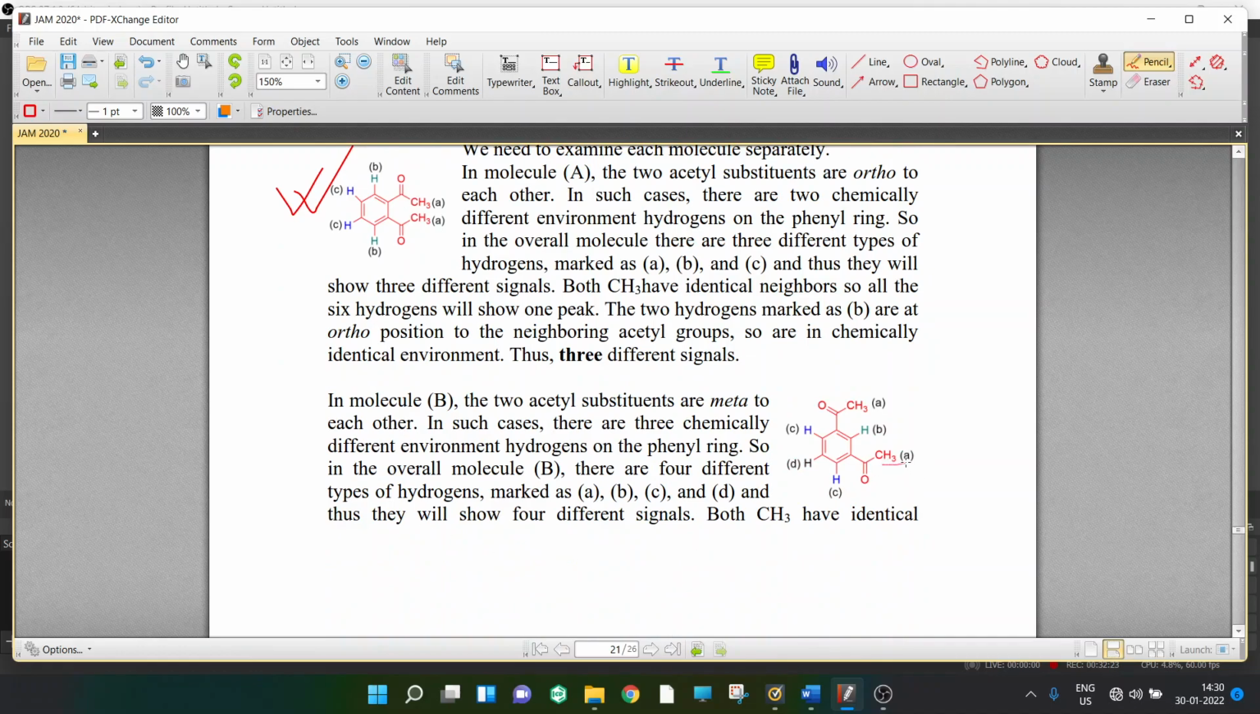Now B, these two CH3s are again identical. Now this hydrogen is very different from all 3 hydrogens, because when I am moving here I am getting carbon, and when I am moving here I am getting carbon. So this I put as B. Now again this C is different from D. So we are having C and D, 4 different signals. So you can forget this also.